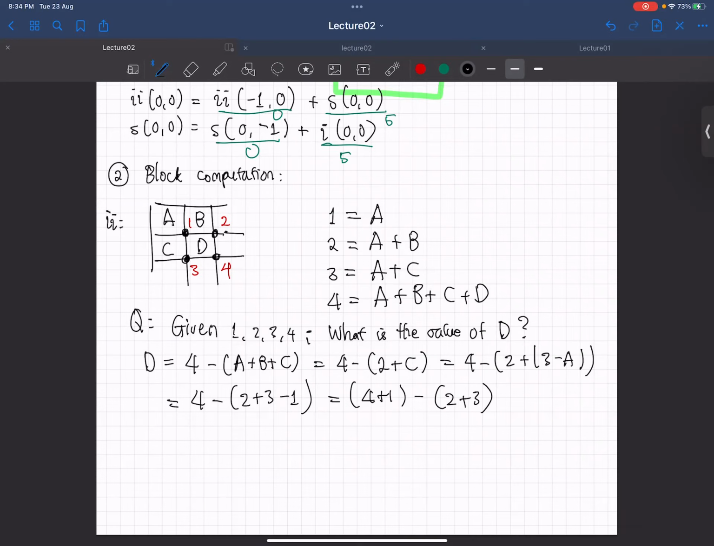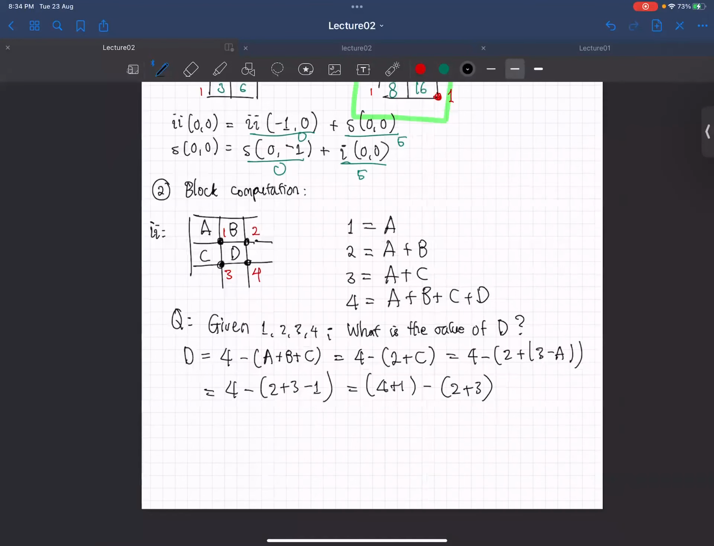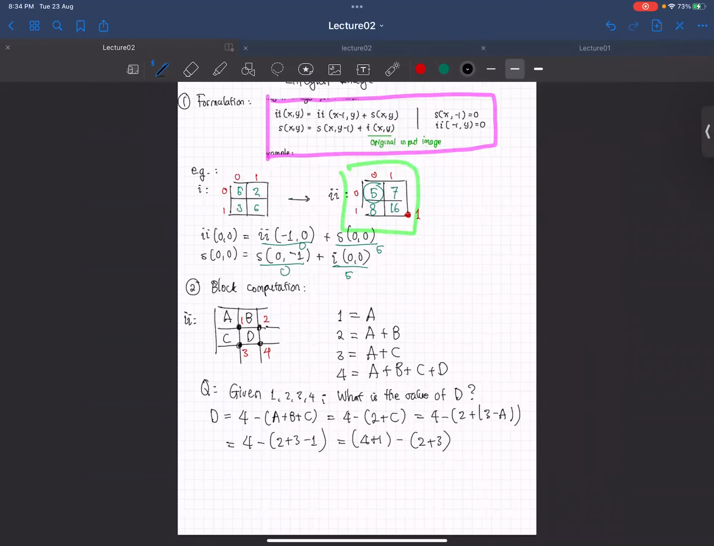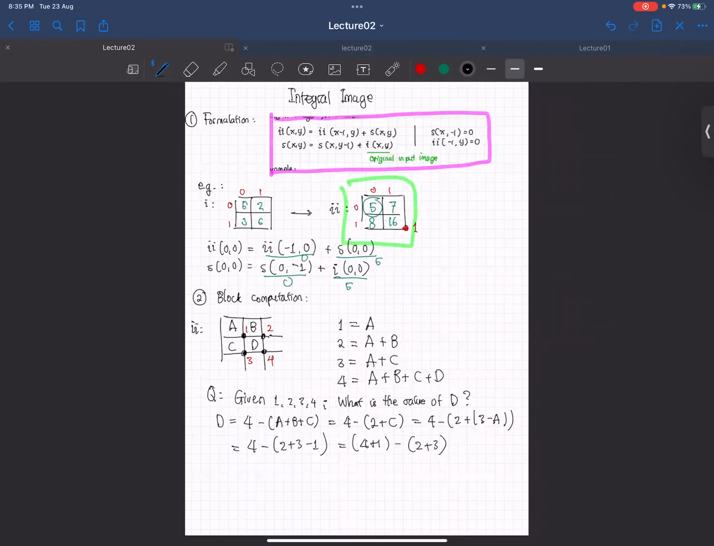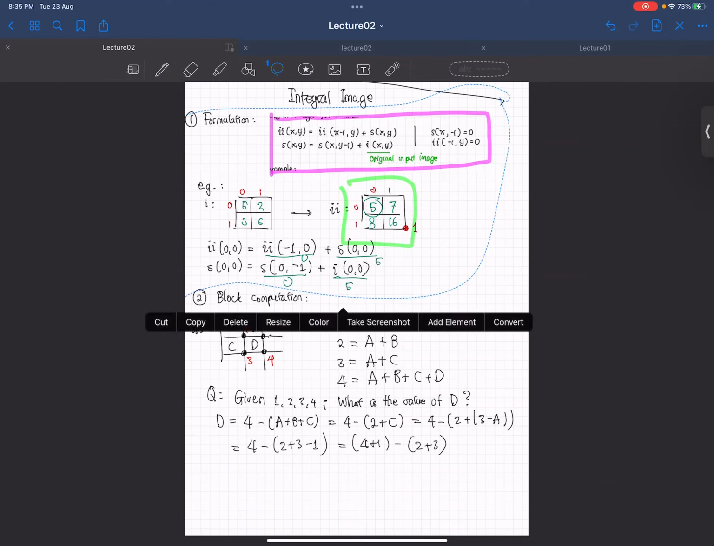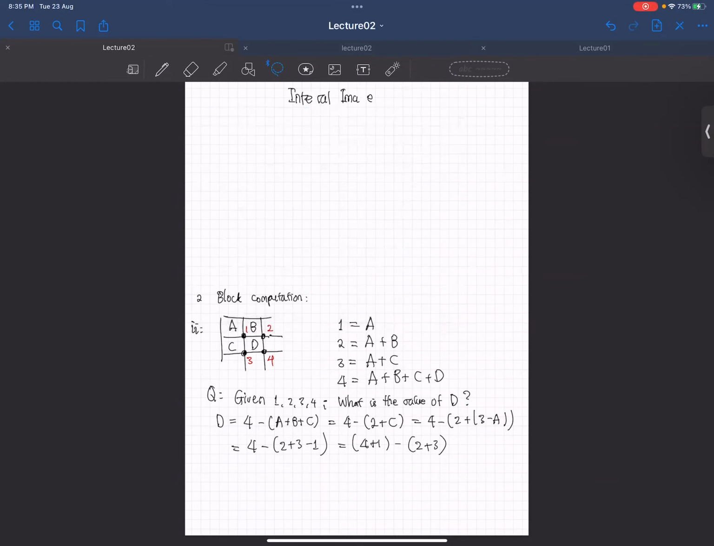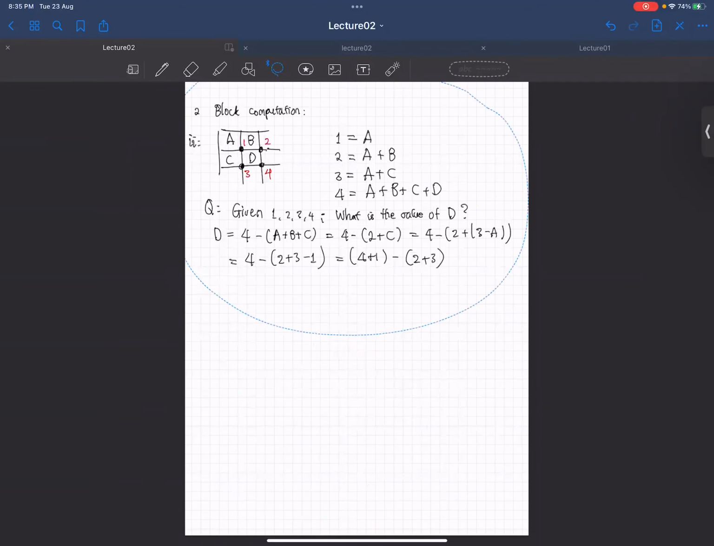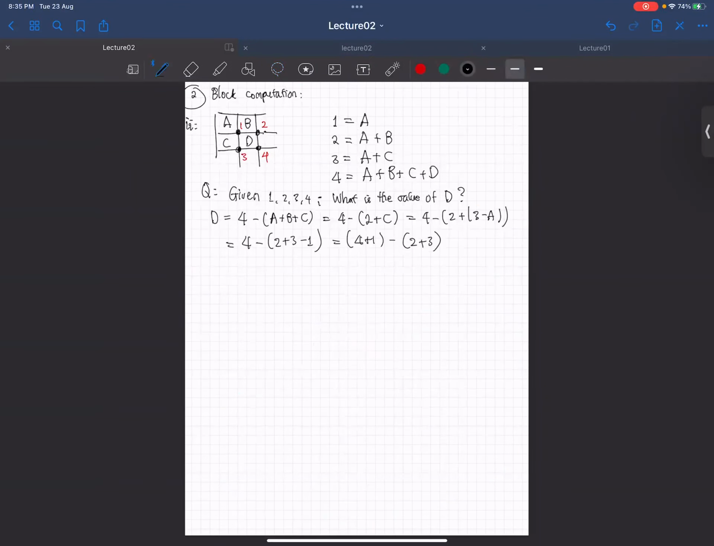So now, why is this useful? I'll give you an example of why this is useful. Forget about this because this is just very mechanical. Okay, so now why is this useful? Let's take a look at the example here.